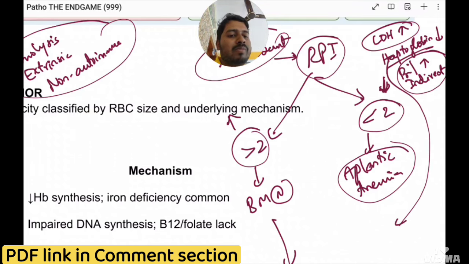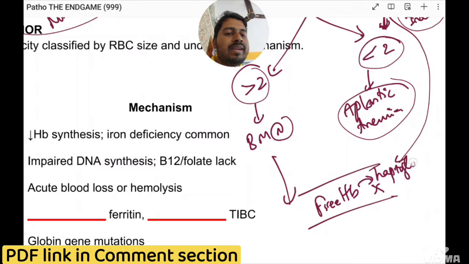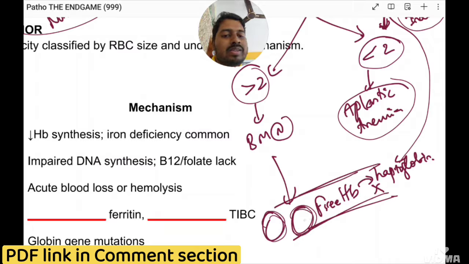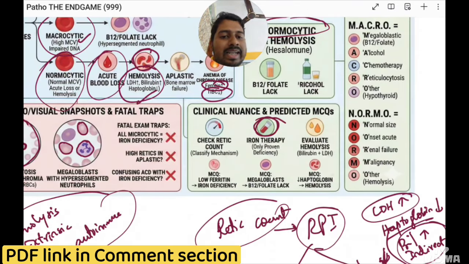So what is this haptoglobin? Basically, free HB doesn't circulate in the blood. Free HB is not seen because free HB is bound to haptoglobin. So what happens is when there is so much intravascular hemolysis, meaning hemolysis within the blood vessels, free HB is released. Whatever haptoglobin is there will bind to this free HB and haptoglobin levels will decrease. So that's why decreased haptoglobin levels signify hemolysis.